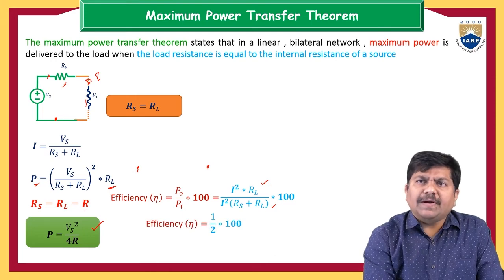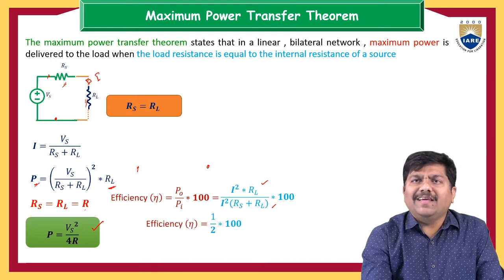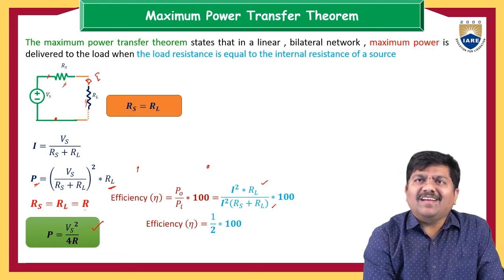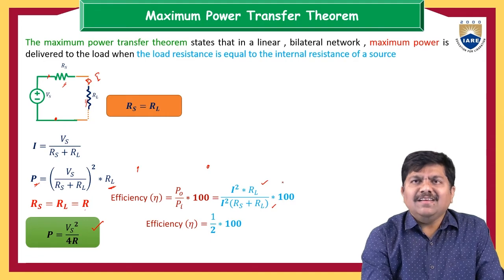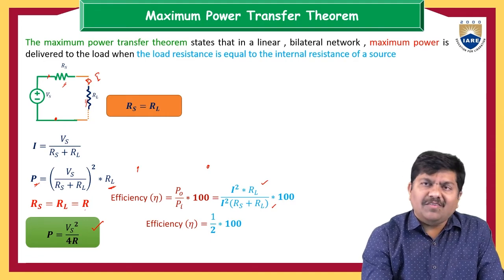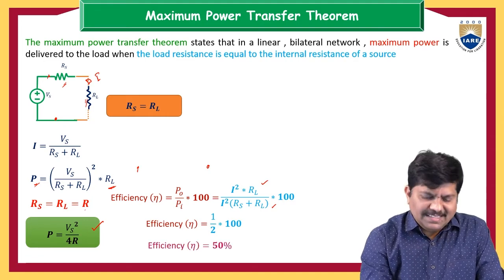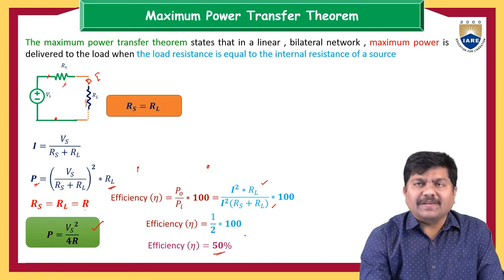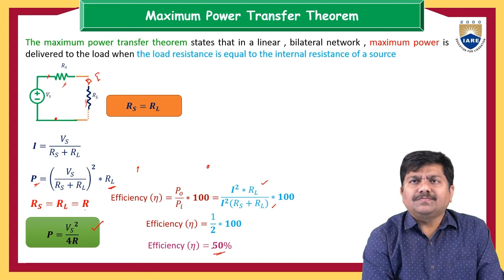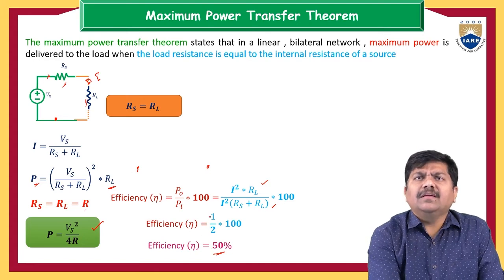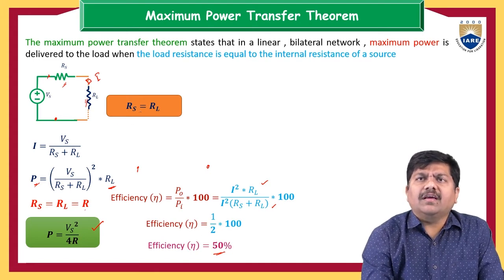Now if you are simplifying this particular expression, we can directly say that Rs and RL are the same. So I square gets cancelled. In the numerator, 1 RL is there. In the denominator, 2 into RL into 100, RL gets cancelled. So finally the efficiency will be half of 100, that is, efficiency could be 50%. This would be the efficiency of the electrical system at Rs equal to RL condition.